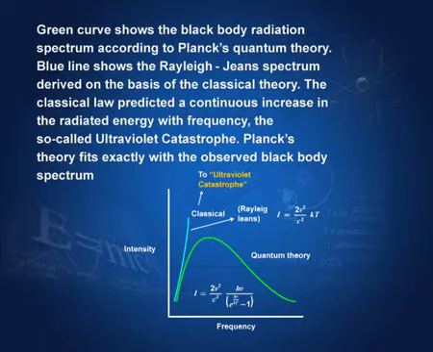The difficulty was that the existing law, the Rayleigh-Jeans spectrum, could not explain the black body radiation. The classical Rayleigh-Jeans spectrum could not explain this, because we assumed that energy is continuous.